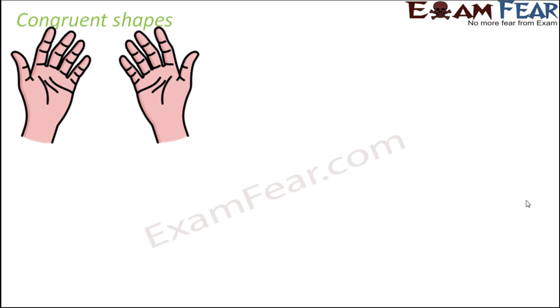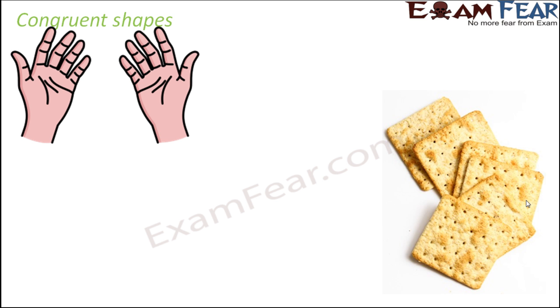But now if you try one hand of yours and one hand of your father, do you think that they exactly cover each other? Not really. They will have some differences in their shape or size. But if you talk about the two hands of the same person, then definitely they are congruent.